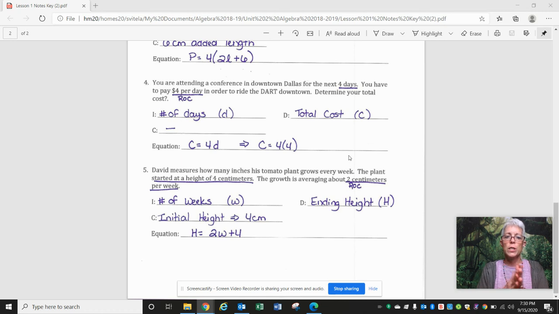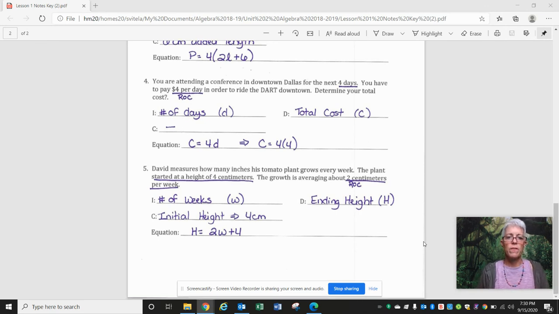So my equation is just C, the total cost, equals $4 per day, and then D is the number of days. Now, we went ahead and substituted in 4 because it says I'm going to be there for 4 days. So I already know how many days it's going to be. D is 4.